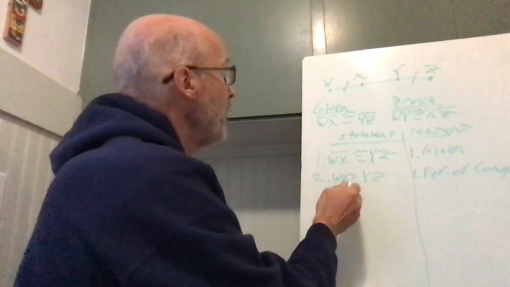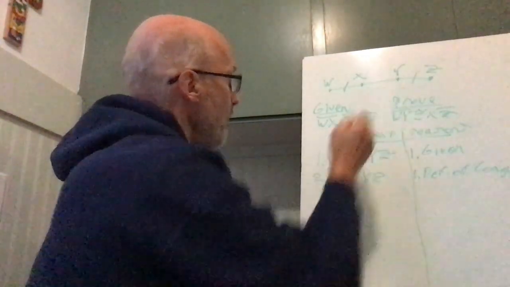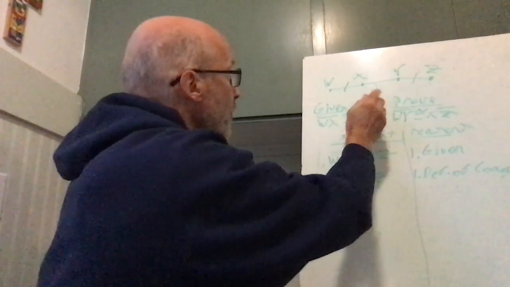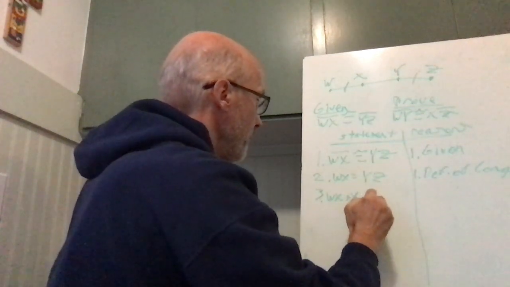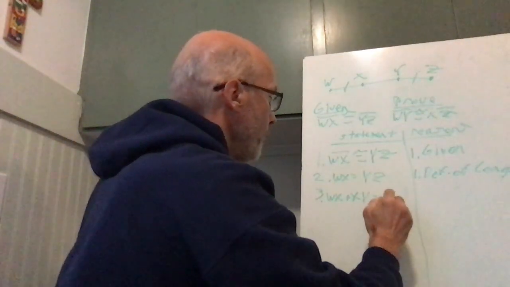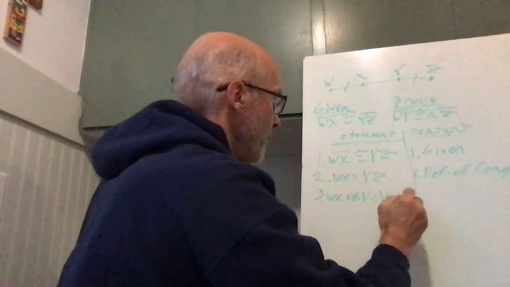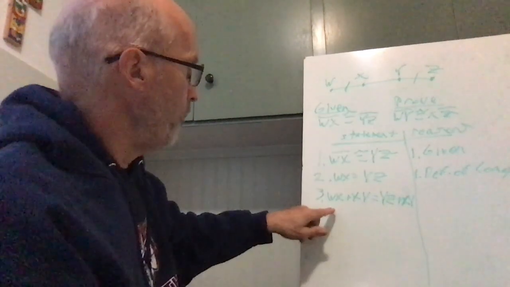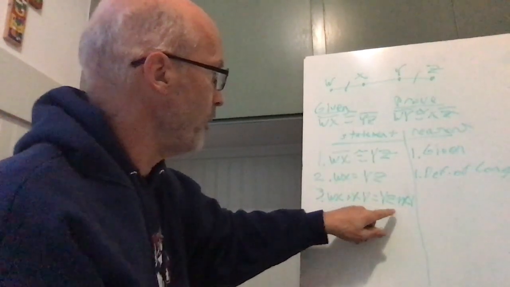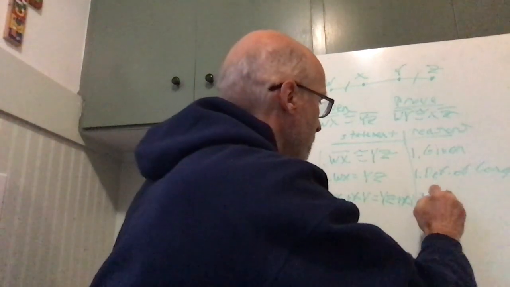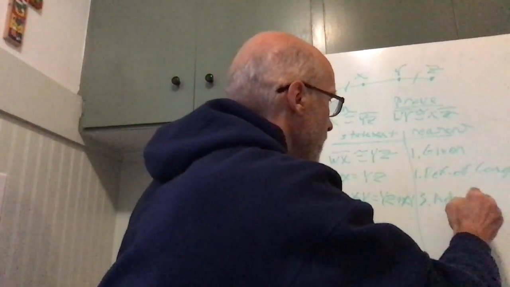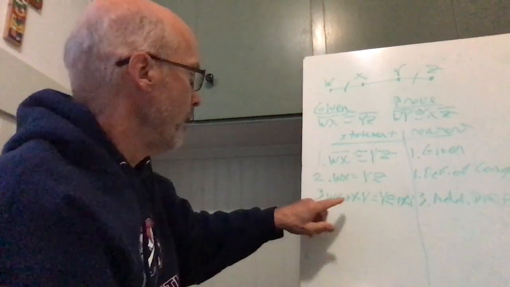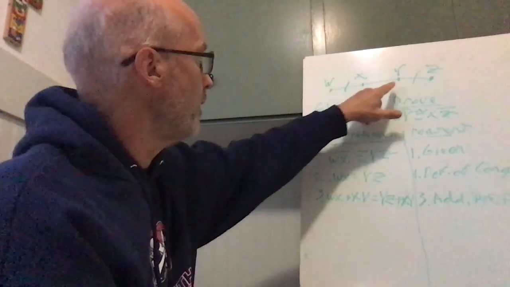Okay, so remember my strategy was to add the same thing to both. So step 3: the distance from W to X plus XY equals YZ plus XY. So basically what I've done is I've just added the same thing to both sides of an equation. So what property is that? That is the addition property. When I combine these two things, I'm going to get the length that I want.